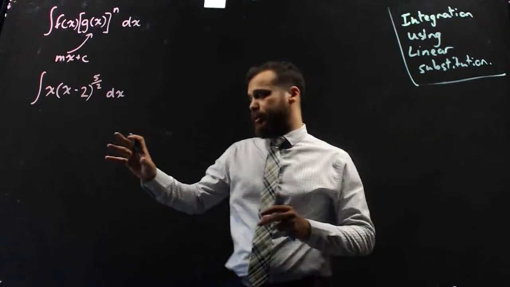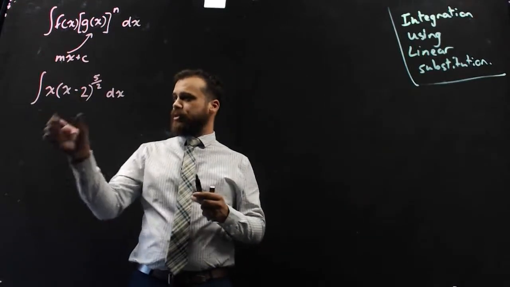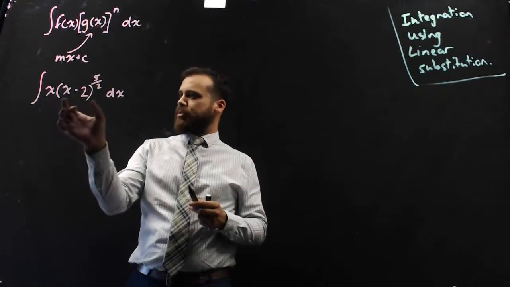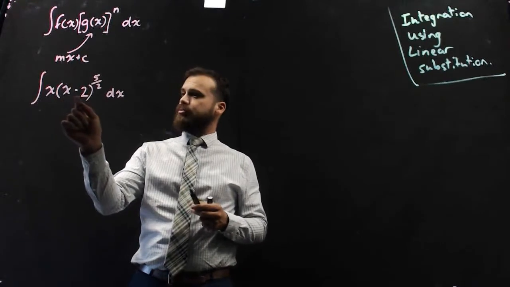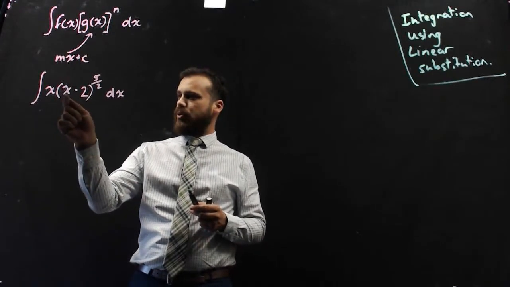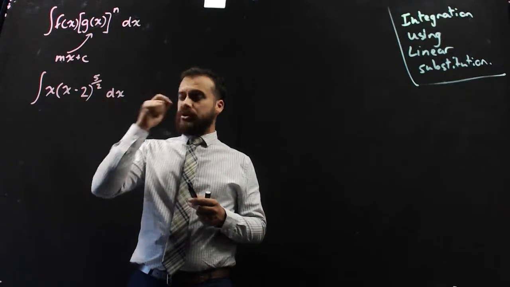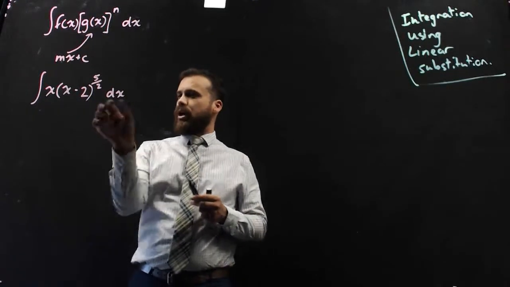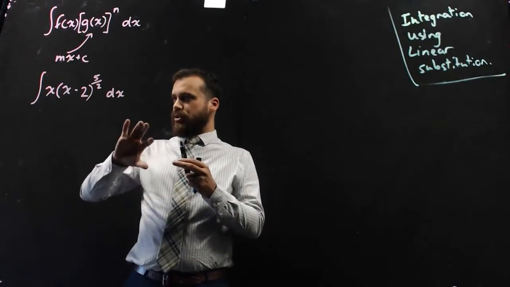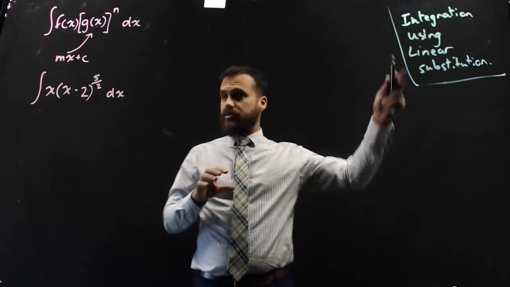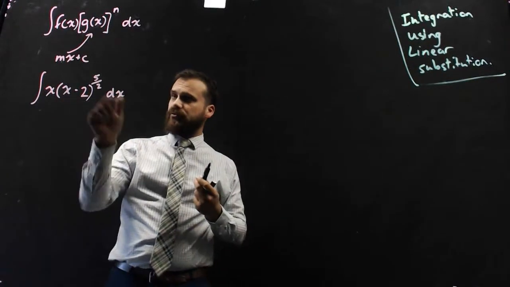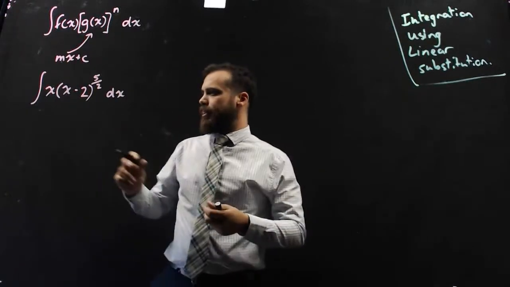Alright, so here's our example. The integral of x, that's a function, times a linear function, x minus 2, so mx, m is 1, c is negative 2, raised to a non-zero power, 5 on 2, with respect to x. So we can use linear substitution here because we have a linear function raised to some non-zero power.